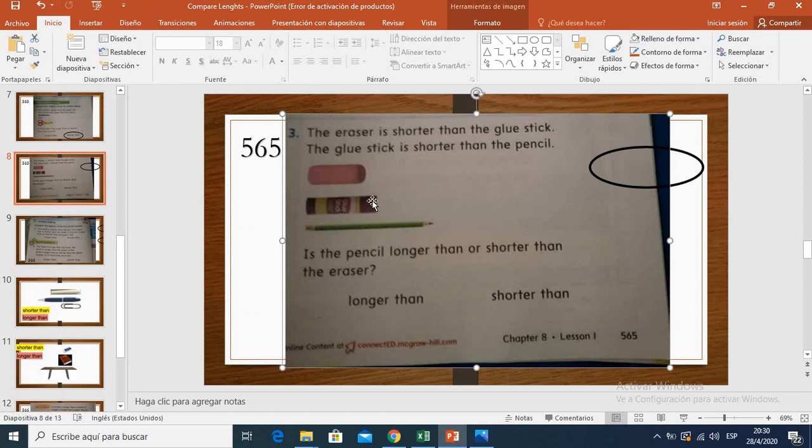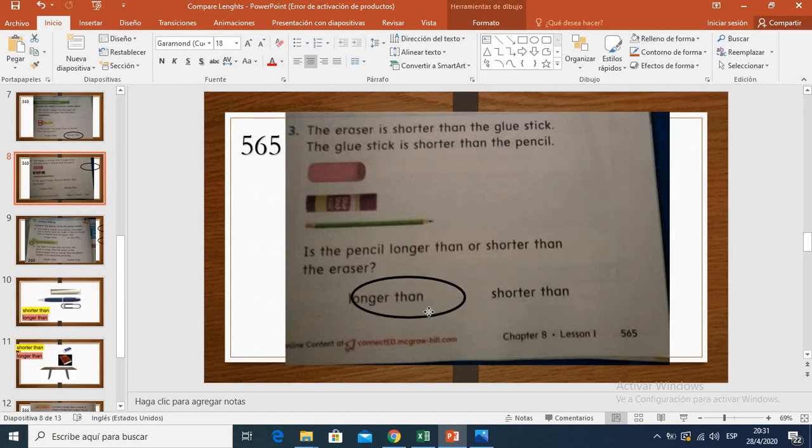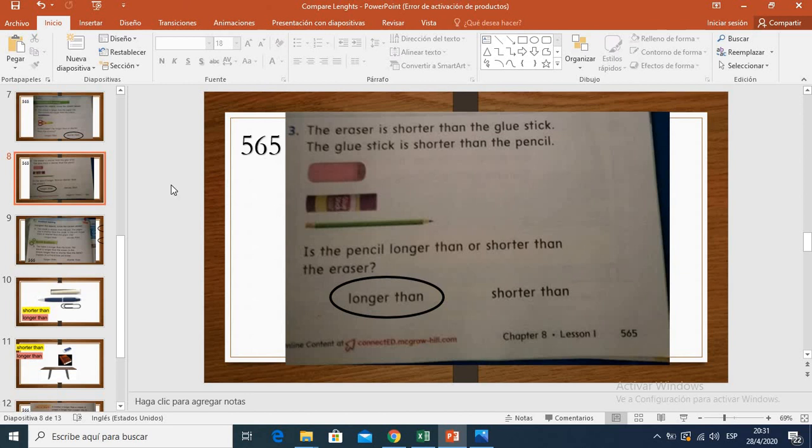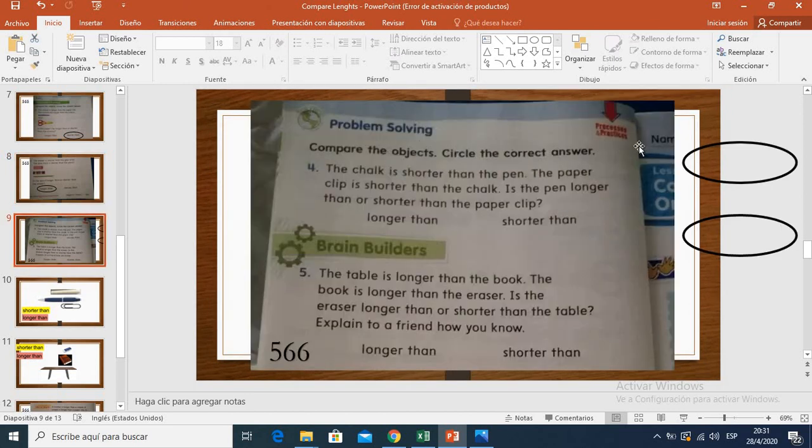The glue stick is shorter than the pencil. Now, is the pencil longer than or shorter than the eraser? How is the pencil? Is it longer than the eraser or is it shorter than the eraser? It's longer than. Very good. So you will circle the word longer than. Circle it. Very easy, right? Now turn the page. We're going to work the problem solving. Page 566. Ready?